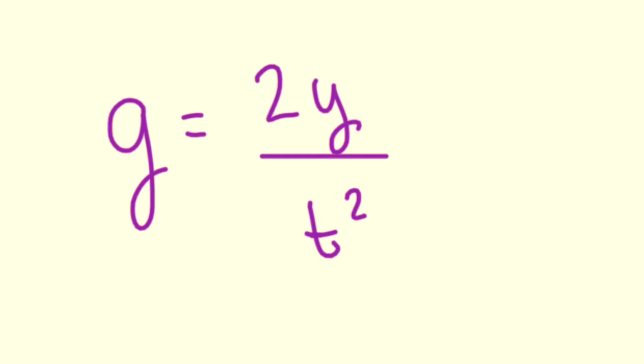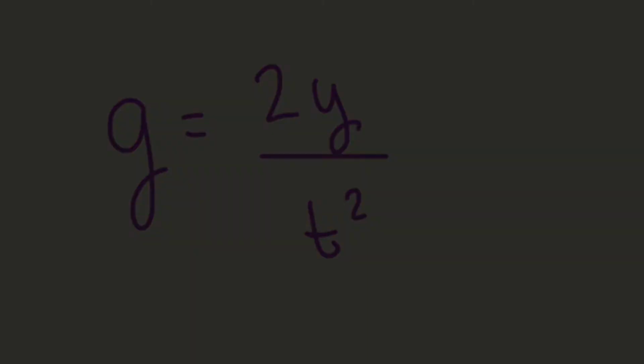The equation that will be used in this lab is g equals 2y over t squared, relating height to total time, and lets us find the value of g.